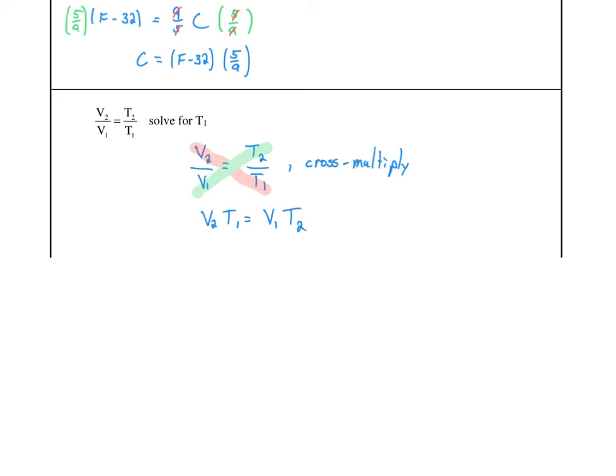We're solving for T1, so we divide each side of the equation by V2. That allows us to cancel out V2, and now T1 is by itself on that side of the equation.